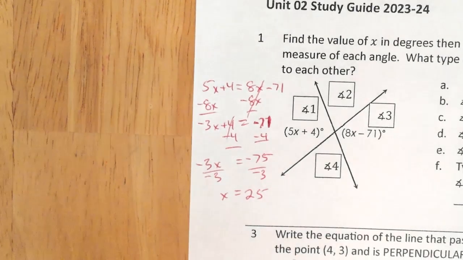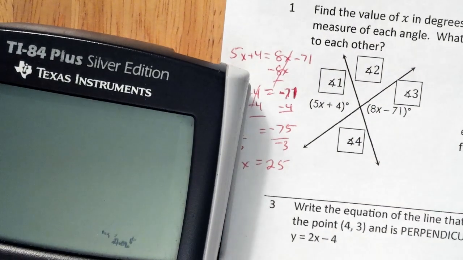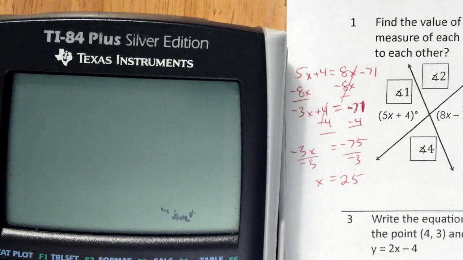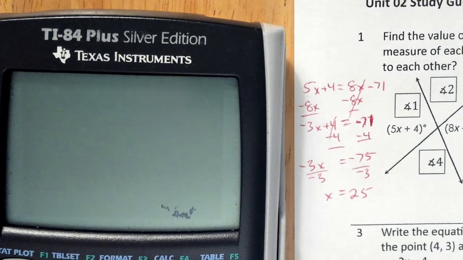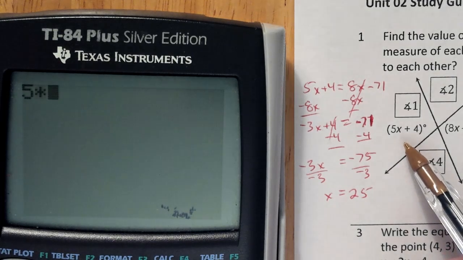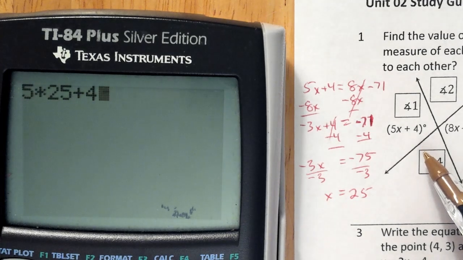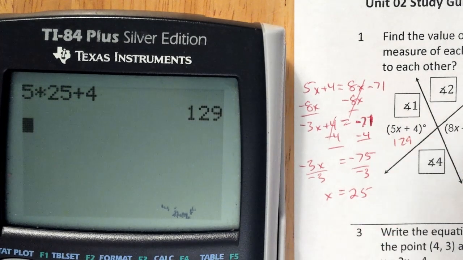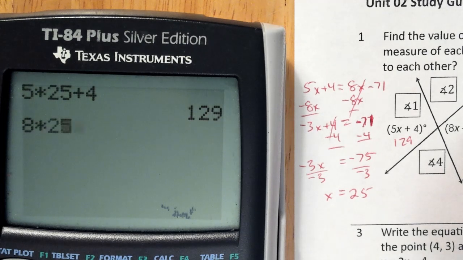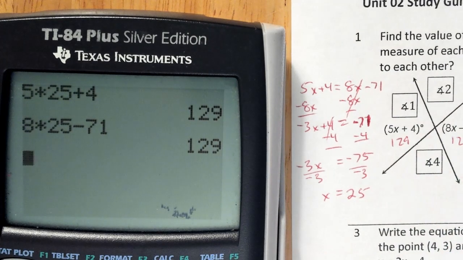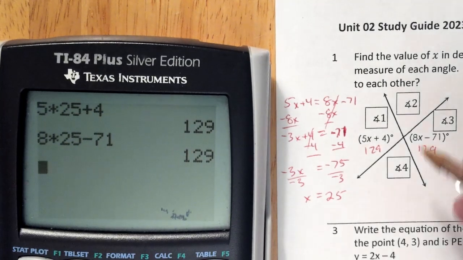So now that we have what x is, we're going to plug it back into the picture to double check it makes sense. All right, so here we go. And I'm only using this, so if you blink, you still see all my work. So we do 5 times that 25 that we found for x, and we're going to add that 4. We pop out with 129. And over here, we get 8 times that 25 minus 71. And we also get 129. And that's what it was supposed to be. They're supposed to be equal to each other. So they're both 129.